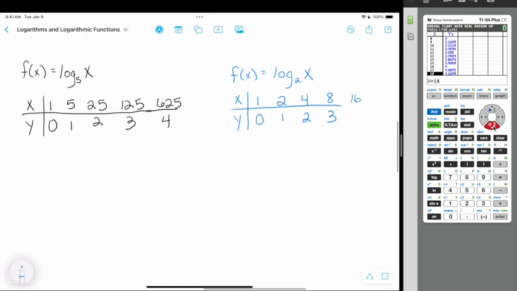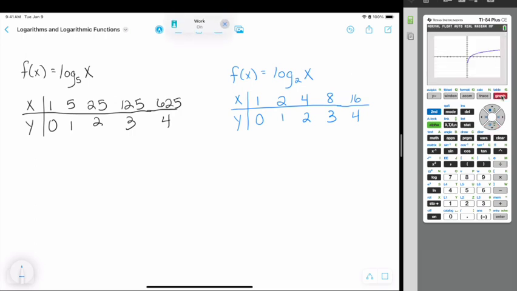So this one still increases on the x much more quickly than it increases on the y, but certainly nowhere near as quickly as log base 5 did. Let's go ahead and graph it and see what this looks like. And that's much easier to see what the increase of this function looks like.